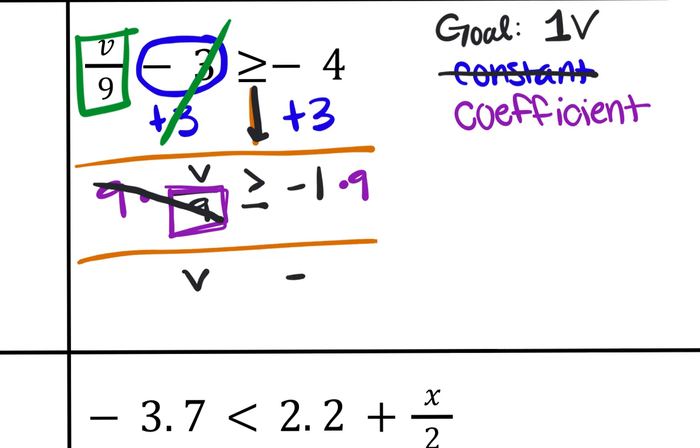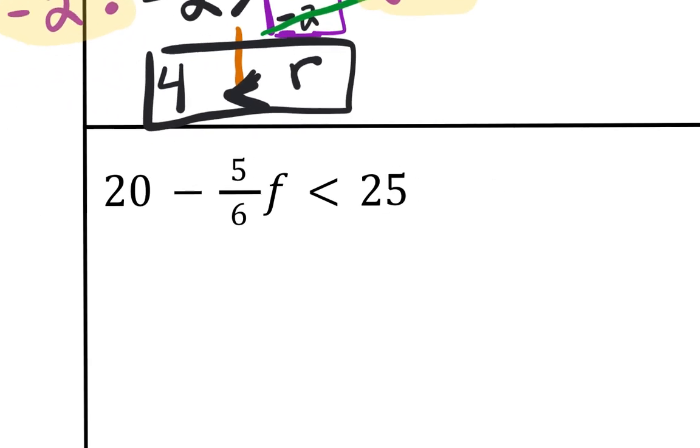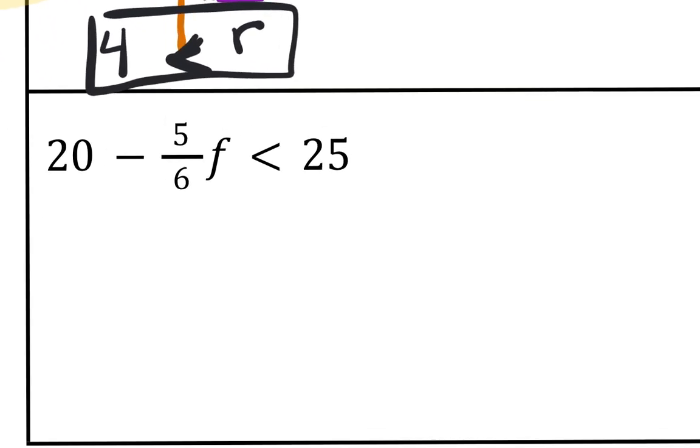-1 times 9 is -9. And even though my answer is negative, the number doing the multiplying was positive, so my symbol can stay the same direction. Greater than or equal to -9. I got a +1v on the left all by itself, so I'm done. Couple more.